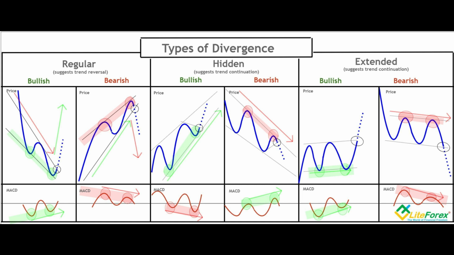Example: on a BTC/USD chart, if the price is making lower lows, while the MACD is making higher lows, it's likely that the downtrend is losing strength, and a potential reversal to the upside is imminent.